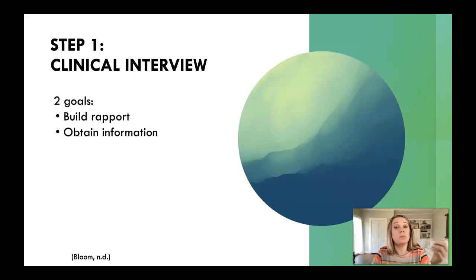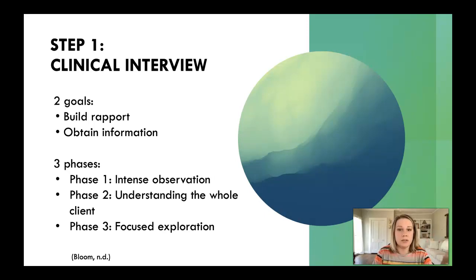We're reflecting, we're asking open-ended questions. But our second goal is to obtain information, and we need a balance of these two. If we lean too heavily on the rapport building side, we're not gathering enough information to provide an accurate diagnosis. But if we lean too heavily on the information gathering side, the client is going to lack trust in us, and we're not going to be setting ourselves up for a strong working relationship, which we know is foundational for success in counseling. So the clinical interview contains 3 phases: intense observation, seeking to understand the whole client, and focused exploration.